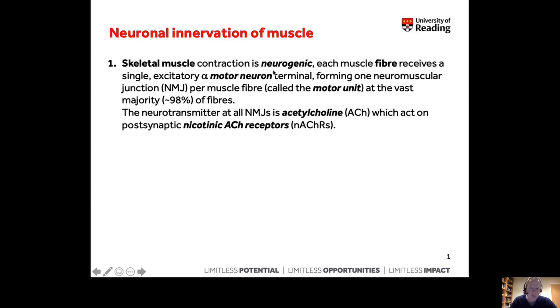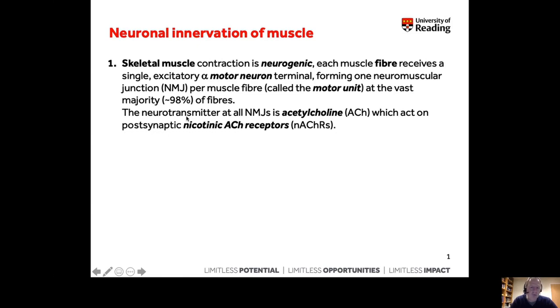So what this means is that the origin of control is neuronal rather than myogenic, where the control is instigated in the muscle system. So skeletal muscle contraction is neurogenic. Each muscle fiber receives a single excitatory alpha motor neuron. So we've talked about motor neurons before. I'll show you the different types of motor neuron fibers. Skeletal muscle, the neuromuscular junction, receives an alpha motor neuron input.